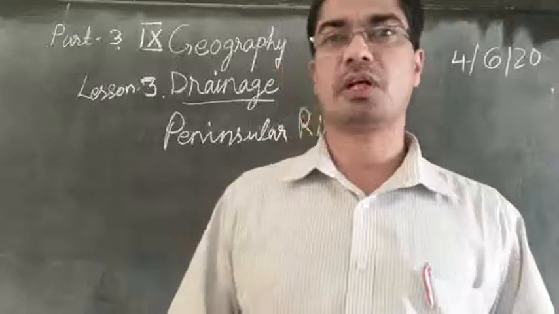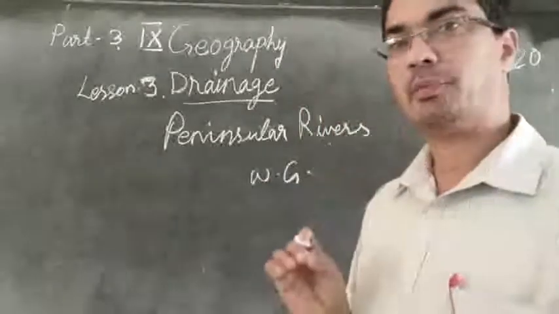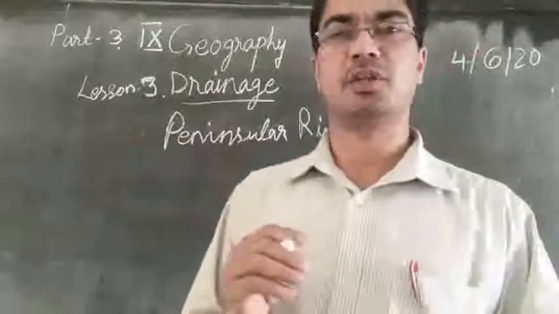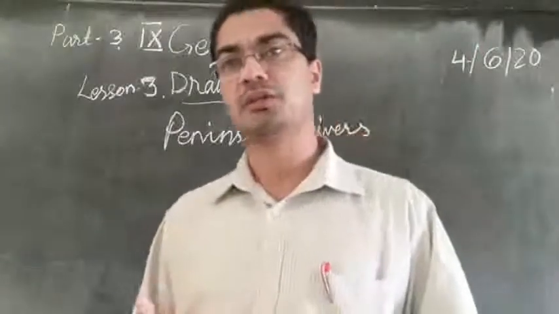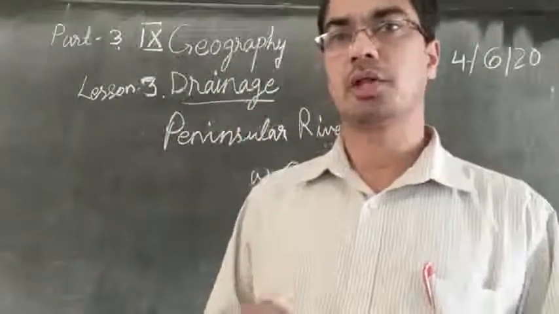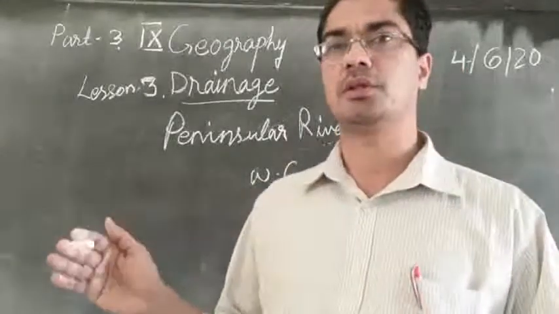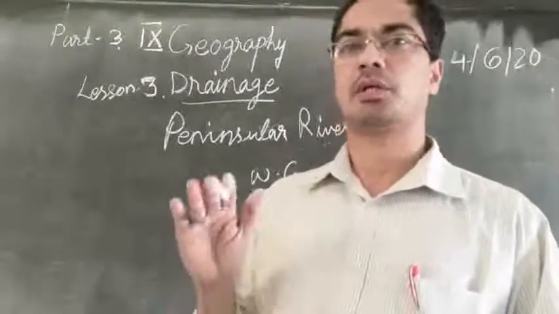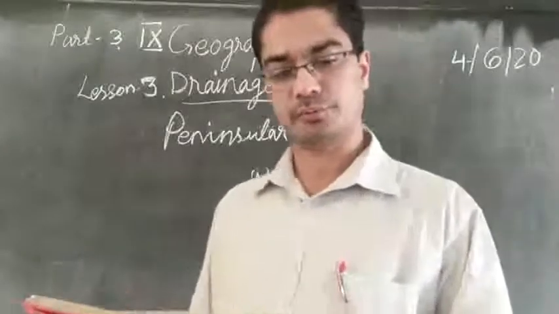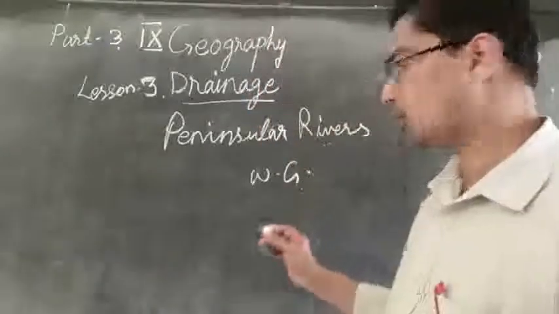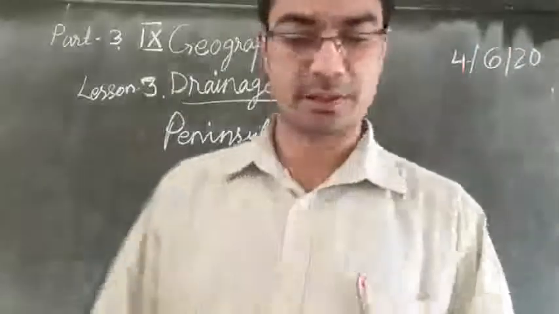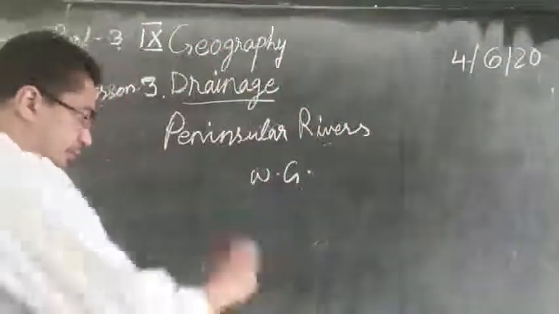and therefore they don't have much water, and they are completely depending on rainwater. There is no melting of snow, and so they are only depending on monsoon rain. Therefore, in the monsoon season they may have plenty of water, but once the monsoon is over, the water level in the river comes down. Now let us see the rivers one by one. First, let us see about Narmada.